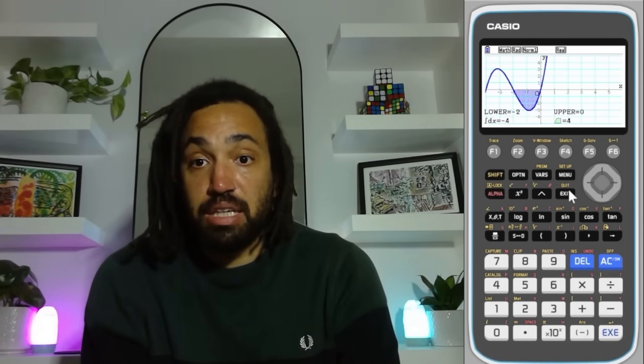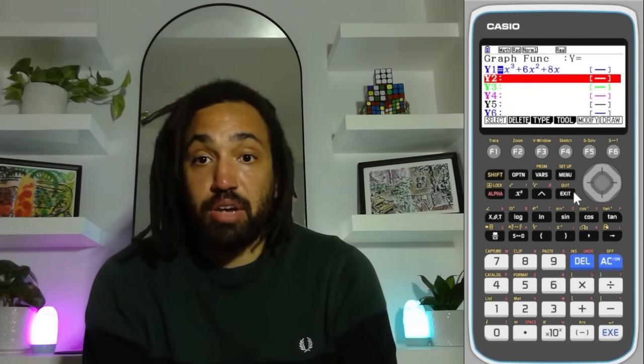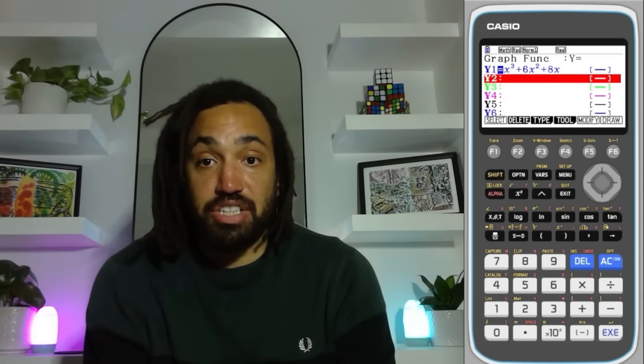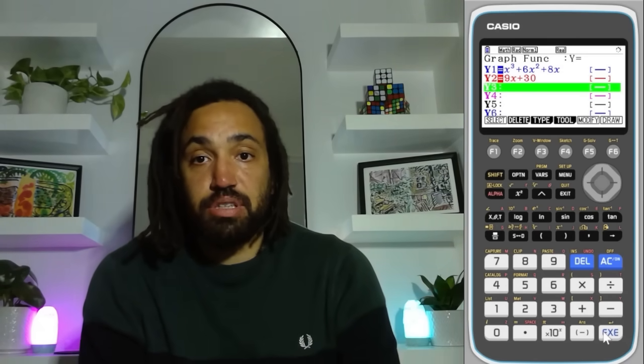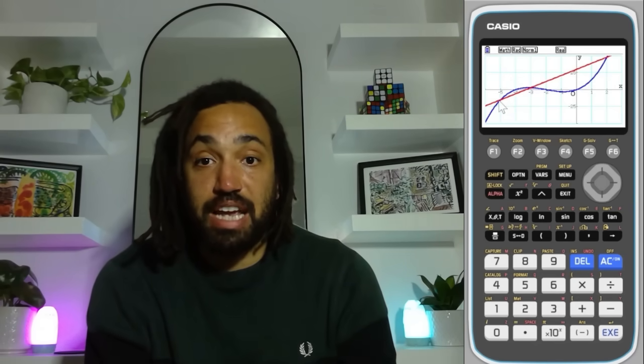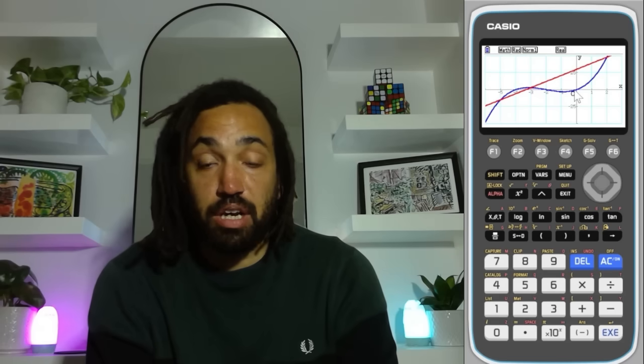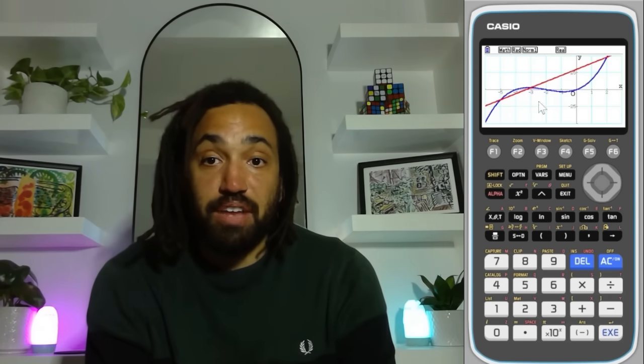Happy days. And then what I can do is go back and let's say I want to do a more challenging integral, like between a curve and a line. Well, I can type in my line in the second position, press execute, execute again, and now I'm going to want to find the area in between the curve and the line. So I want to go from between -5 and 0.